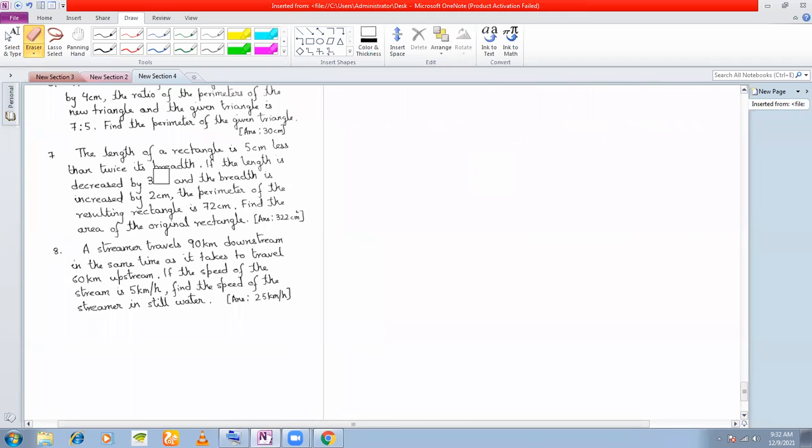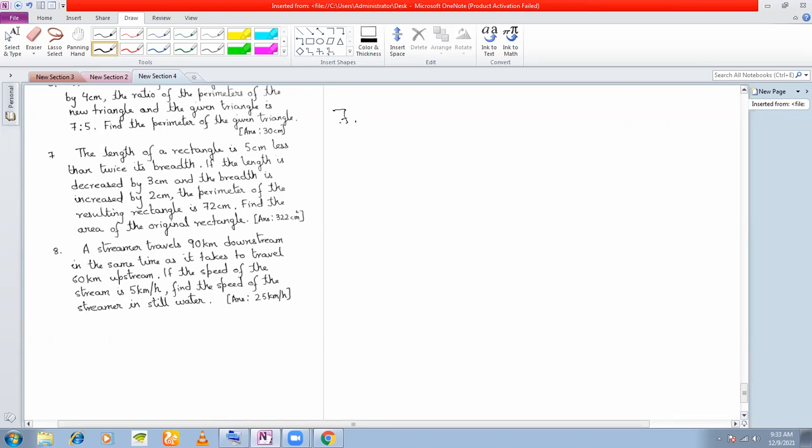Okay. Number 7. The length of a rectangle is 5 centimeter less than twice its breadth. What does this mean? If I take the breadth as x, that means the length will be 5 centimeter less than 2x, right? That means 2x minus 5.